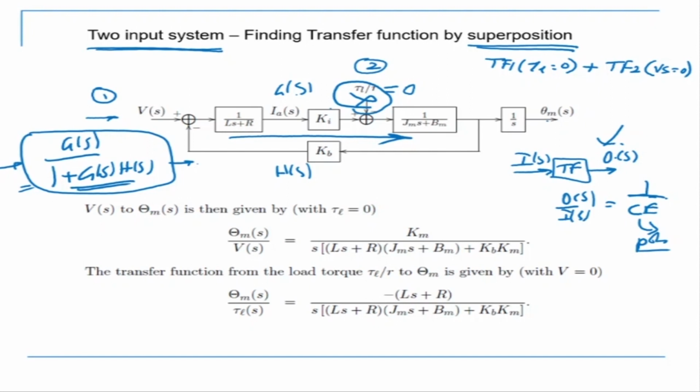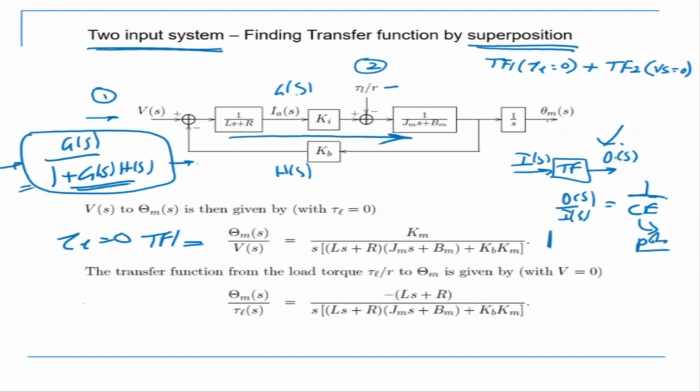Okay, so now what we do is, for the first case, I'm assuming tau L is equal to 0. If tau L is equal to 0, then my output is theta ms and my input is Vs, which is this one. So this is one transfer function, TF1. And if I simplify it, I get my transfer function like this. Please simplify it. This is what we'll get.